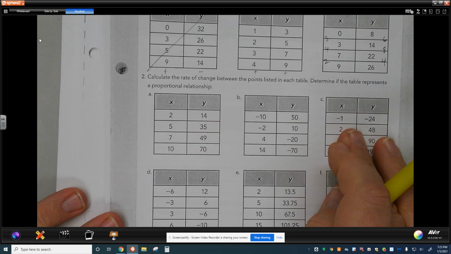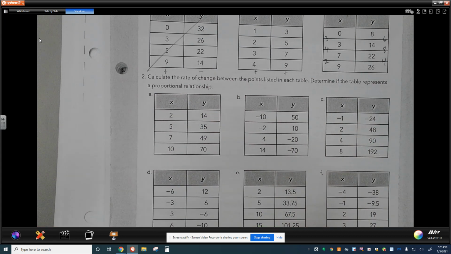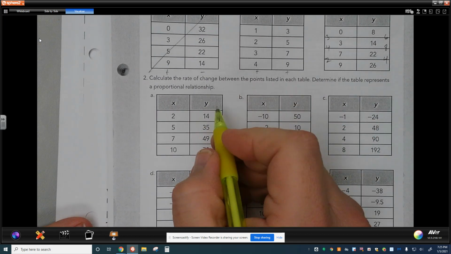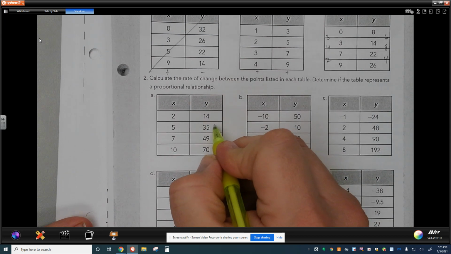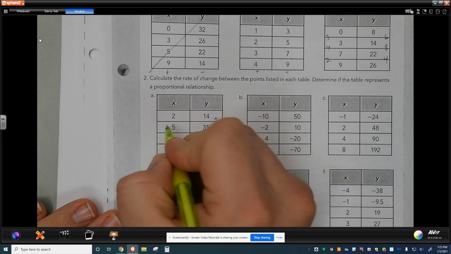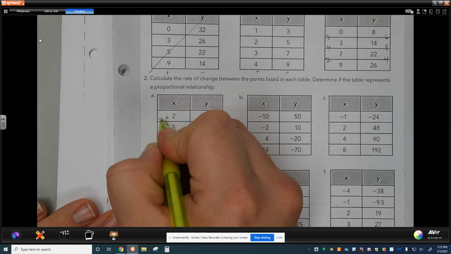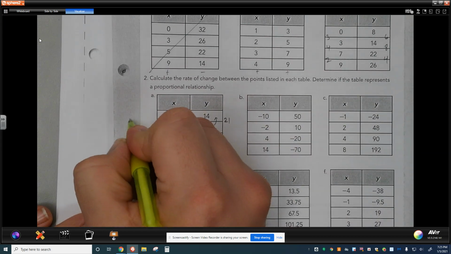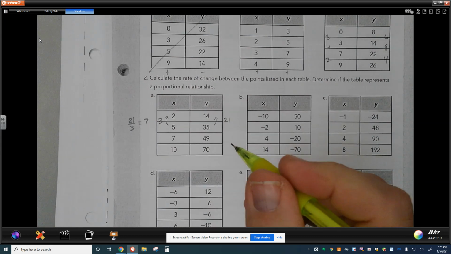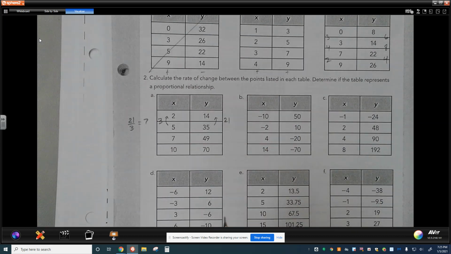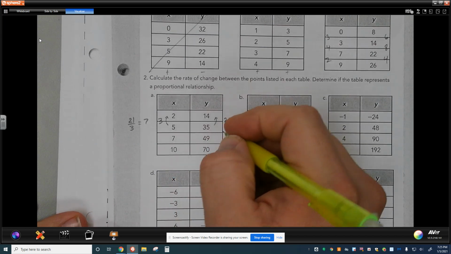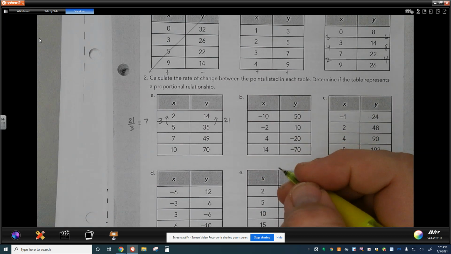We know that each of these tables do represent linear relationships. However, we don't know if they're proportional. What we can do with this is find the slope, calculate the rate of change. 35 minus 14 is 21, and 5 minus 2 is 3. The rate of change is 21 thirds, which equals 7. It is good practice to try this twice just to verify that we do have something that is going to be, not proportional, but linear.